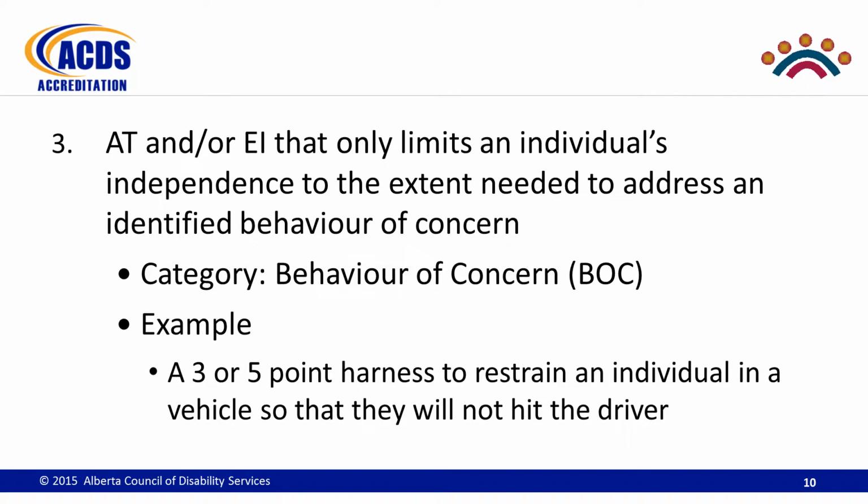The third category is assistive technology or environmental interventions that limits an individual's independence because it is in place to address a behavior of concern. Thus, the category is called behavior of concern. For example, a harness might be necessary to be worn in a vehicle to address the behavior of hitting or distracting a driver.